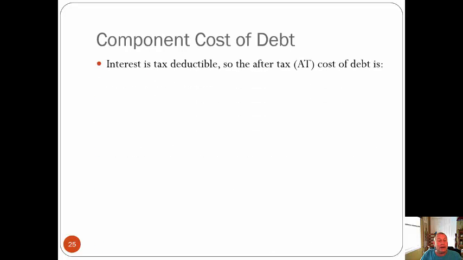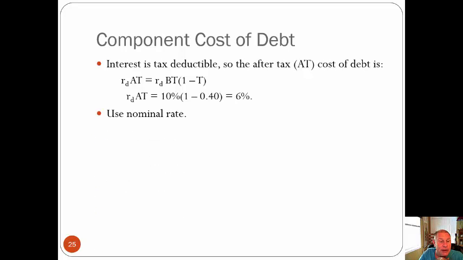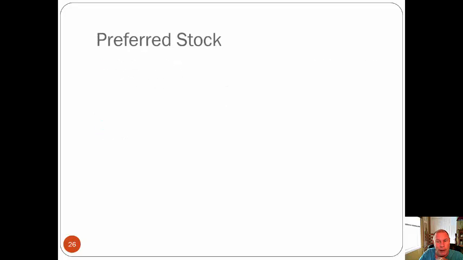Obviously, as I said, interest is tax deductible, so the after-tax cost of the debt is the before-tax rate times 1 minus the tax rate, much like we did for free cash flow. In this example, if it's 10%, and 1 minus the tax rate of 40% would give us a 6% after tax. Using a nominal rate, we could figure this out. Flotation cost, or the cost of issuing debt, is really relatively small, so we do tend to ignore it.